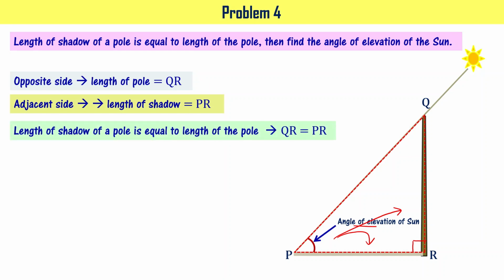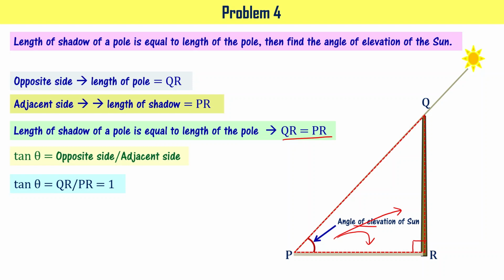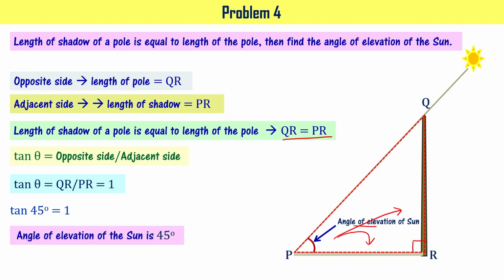So it is given that length of shadow of the pole is equal to length of the pole, right? It means QR equal to PR. Now we know that tan theta is defined as opposite side by adjacent side, right? When you substitute PR and QR, then tan theta can be written as QR by PR, that is equal to 1. We have just seen that tan 45 degrees is equal to 1, right? It means theta, that is angle of elevation of sun, is 45 degrees. This is what we are asked to find.